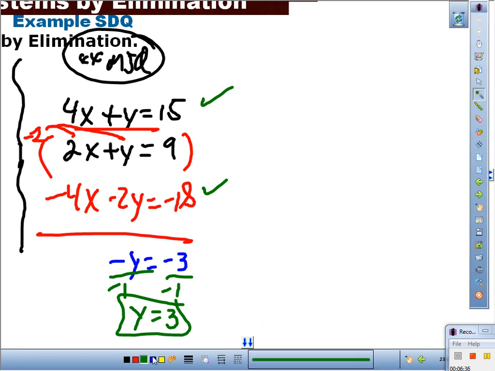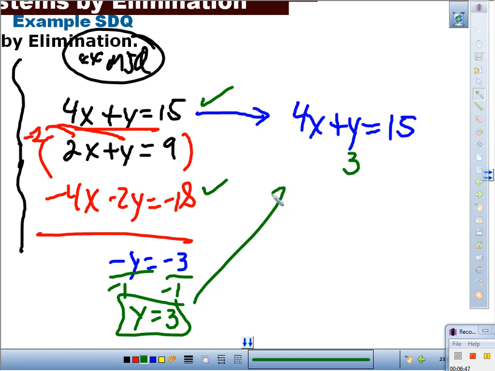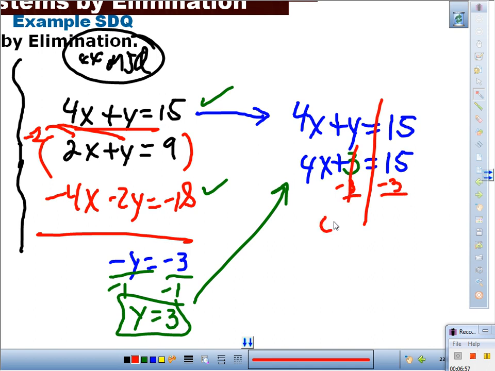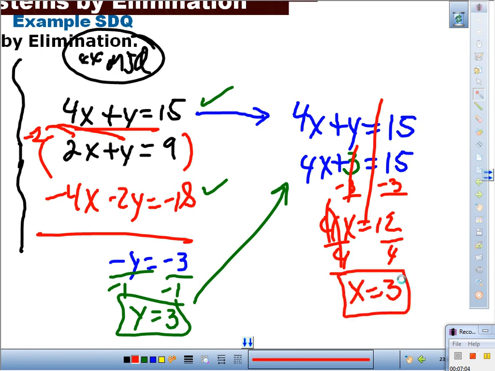All right, let's continue from there. So I'm going to use the top one. I'm going to write 4x plus y equals 15. But instead of y, what goes there? 3. So then we write 4x plus 3 equals 15. Let me solve for that. Minus 3 on both sides. 4x equals 12. Divided by 4. x equals 3. What's our point? 3, 3.